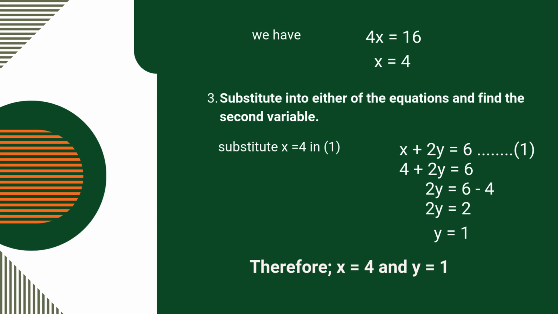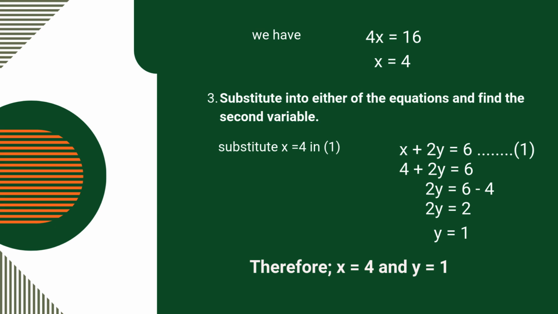So we divide both sides by 4, which will cancel 4 on the left-hand side, and 16 divided by 4 is 4. So we have x equals 4. So we have gotten our value for x. The next step is to substitute that value for x into either equation 1 or equation 2, to get our value for y. And I chose equation 1. You can choose equation 2 if you want to. So substituting, I have equation 1 to be x plus 2y equals 6.